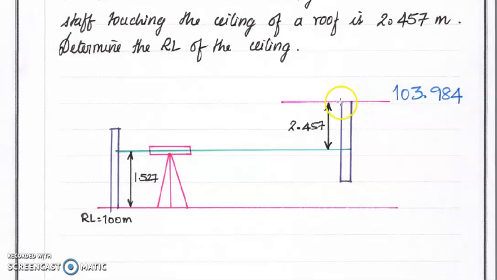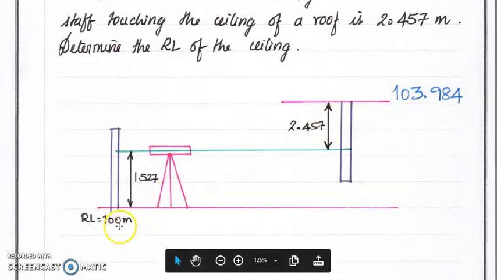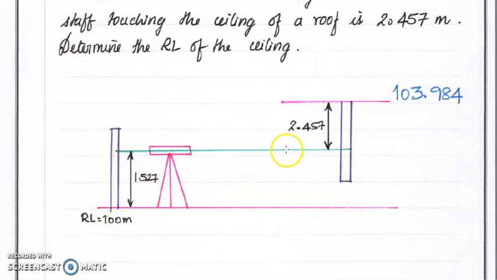In order to get the RL of this place, just add the RL of the benchmark plus 1.527. Okay, come to here and add 2.457. So this is 103.984 meter. So this is the RL of the roof level, the ceiling level.